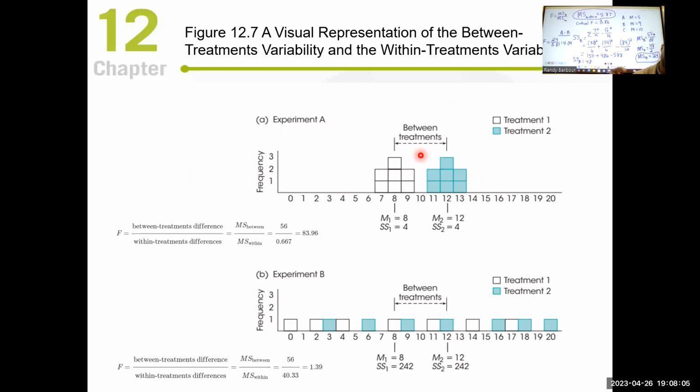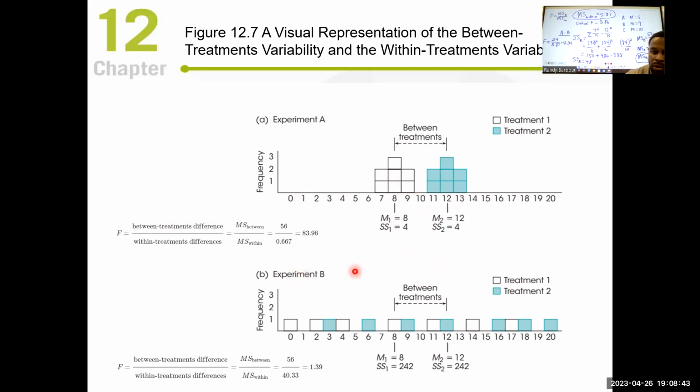This has to do with variability, as you can see here. These two samples are hypothetical. They have the same mean difference of 4 for each of these samples. In the first experiment, A, the variance is extremely small. For the between groups, the MS between was 56, and the MS within was 0.667. You have an F ratio of 83.96. That's a huge F ratio. That means those differences are extremely different.